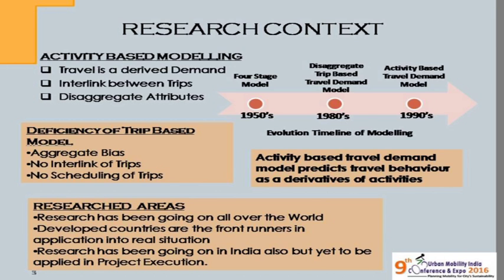In four-stage modeling, some deficiencies are there, like it has an aggregate bias. It does not consider a person with a lower income group separately, all are in the same bracket. It does not consider things at a disaggregate level, and it considers all the trips as the same, with no interlink between trips. So activity-based modeling has an advantage over this.